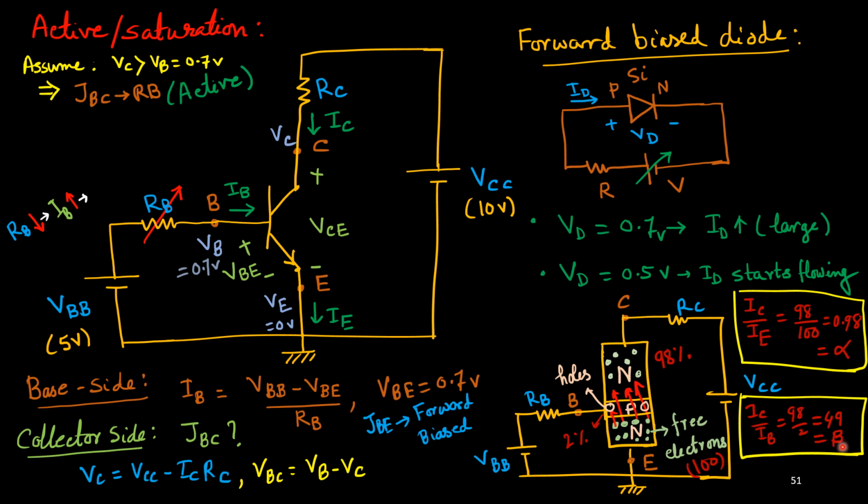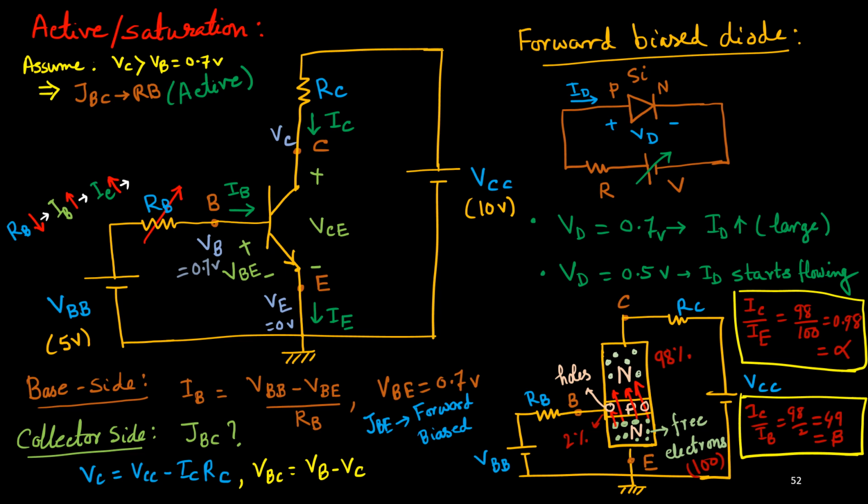This beta is constant. But if IB is more, as more electrons are coming, simultaneously more electrons are moving here as well. IC is also more. So IB more means IC is also more, beta times IB. Thus IC is also increasing. And as IC is increasing, what is happening to VC, the potential at this point? The potential is VCC minus IC into RC. As IC is increasing, you get more drop across RC, so the available voltage at the collector terminal is reduced.